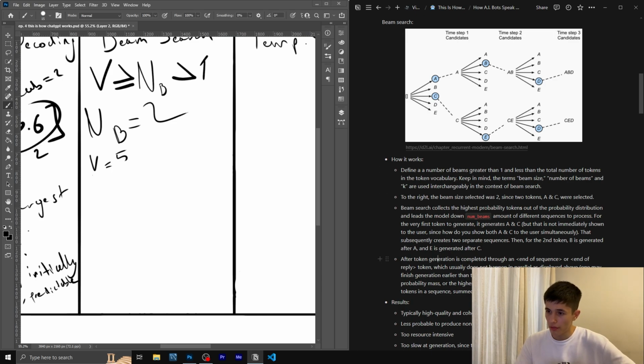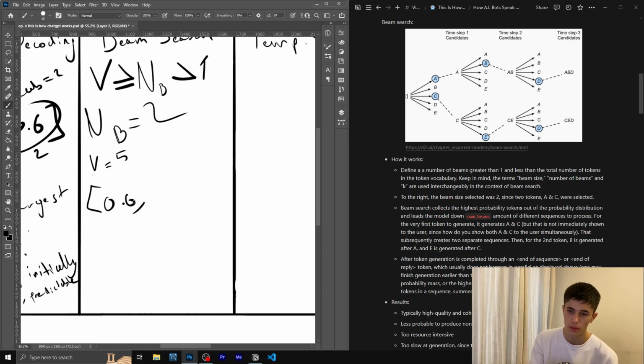This one could stop generation earlier than the other one, right? But anyway, after the token generation is completed, the sequence with the highest total probability mass, or the highest cumulative probability, is chosen as the final output. So essentially you got ABD. Imagine you got A, which was 0.6. So we got A, we got B, say B was 0.1 or 0, and then D was 0.2, something like that, right? And the total of this, the cumulative probability, would be 0.6 plus 0.1 plus 0.2. All this stuff would together be 0.9. I don't know why I struggled there with that math, but anyway, that's the total.